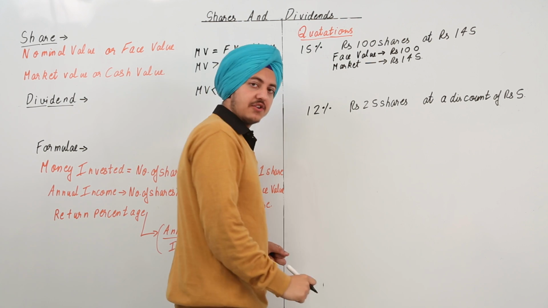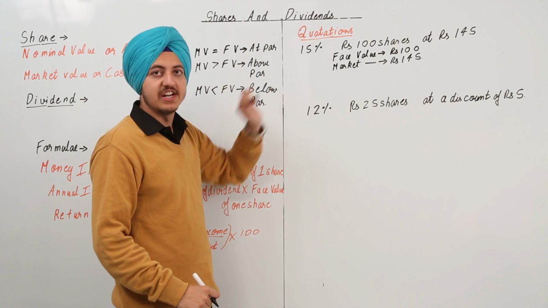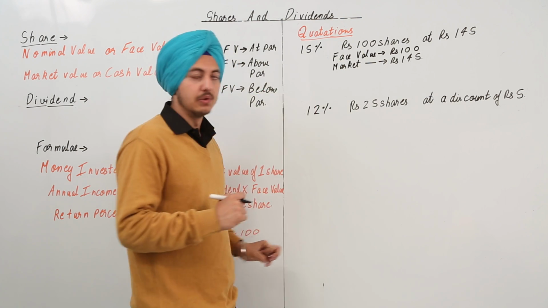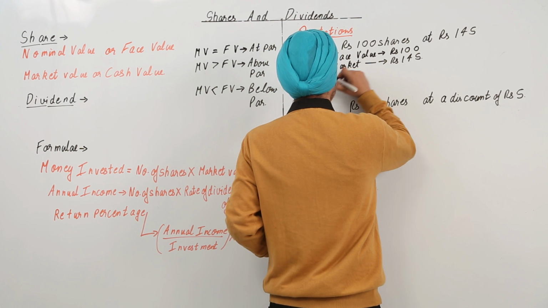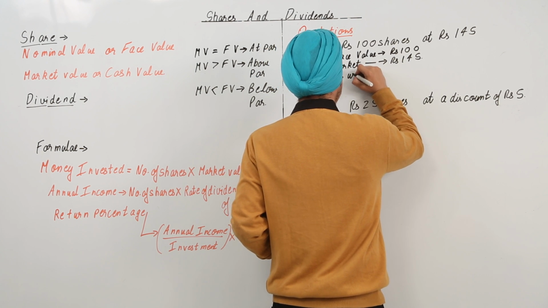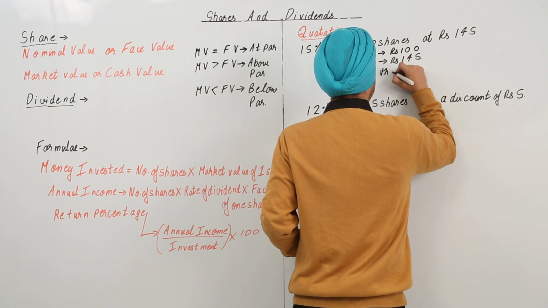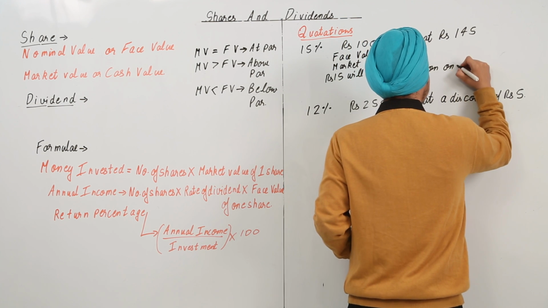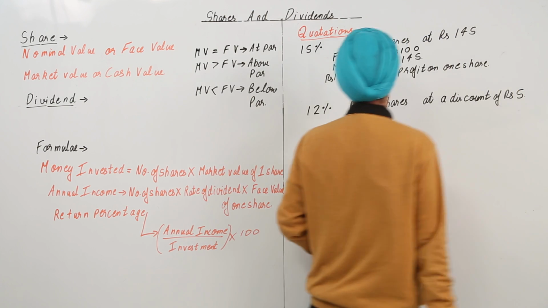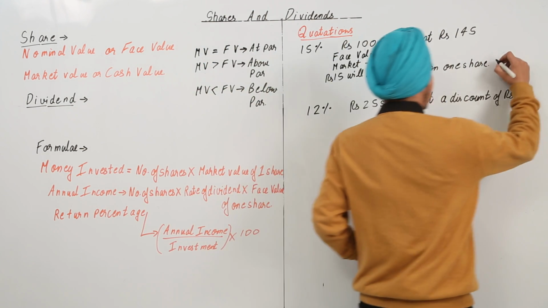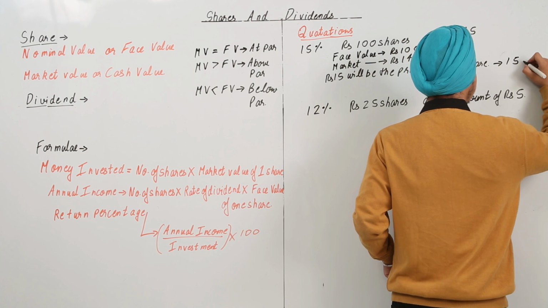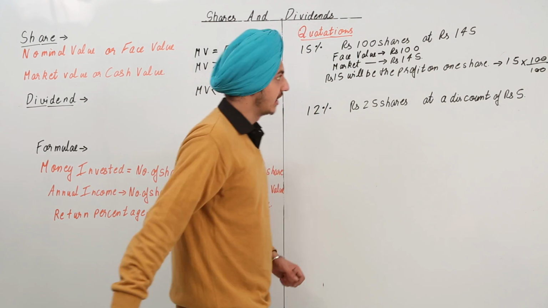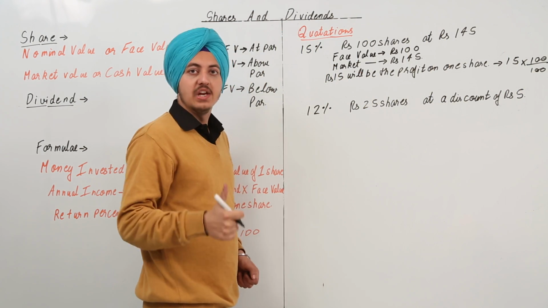15% of rupees 100. Now we know that 15% is the dividend percentage, and this percentage is always calculated on the face value. This means rupees 15 will be the profit on one share. Why rupees 15? Because it is 15% into 100 upon 100, so this is rupees 15. So rupees 15 will be the profit on one share.